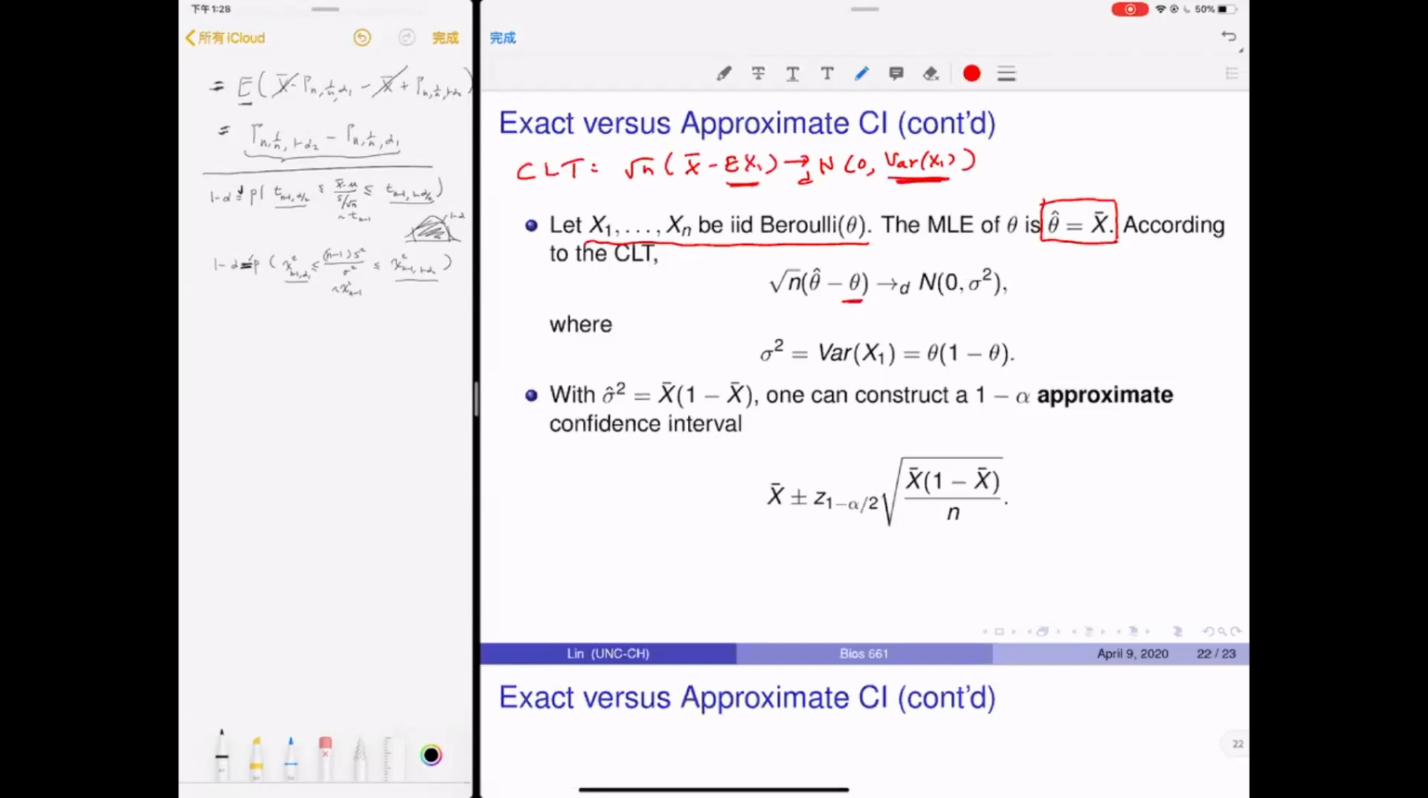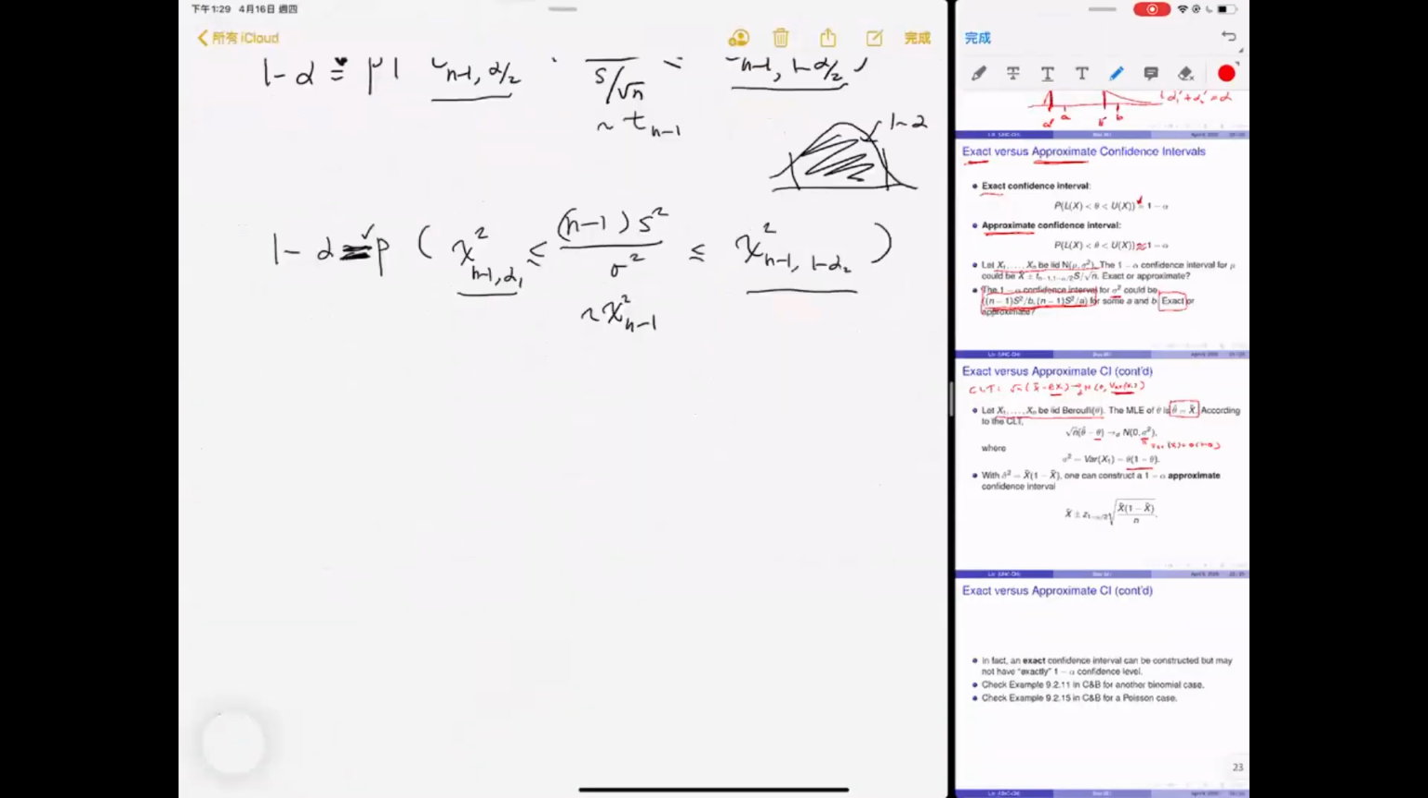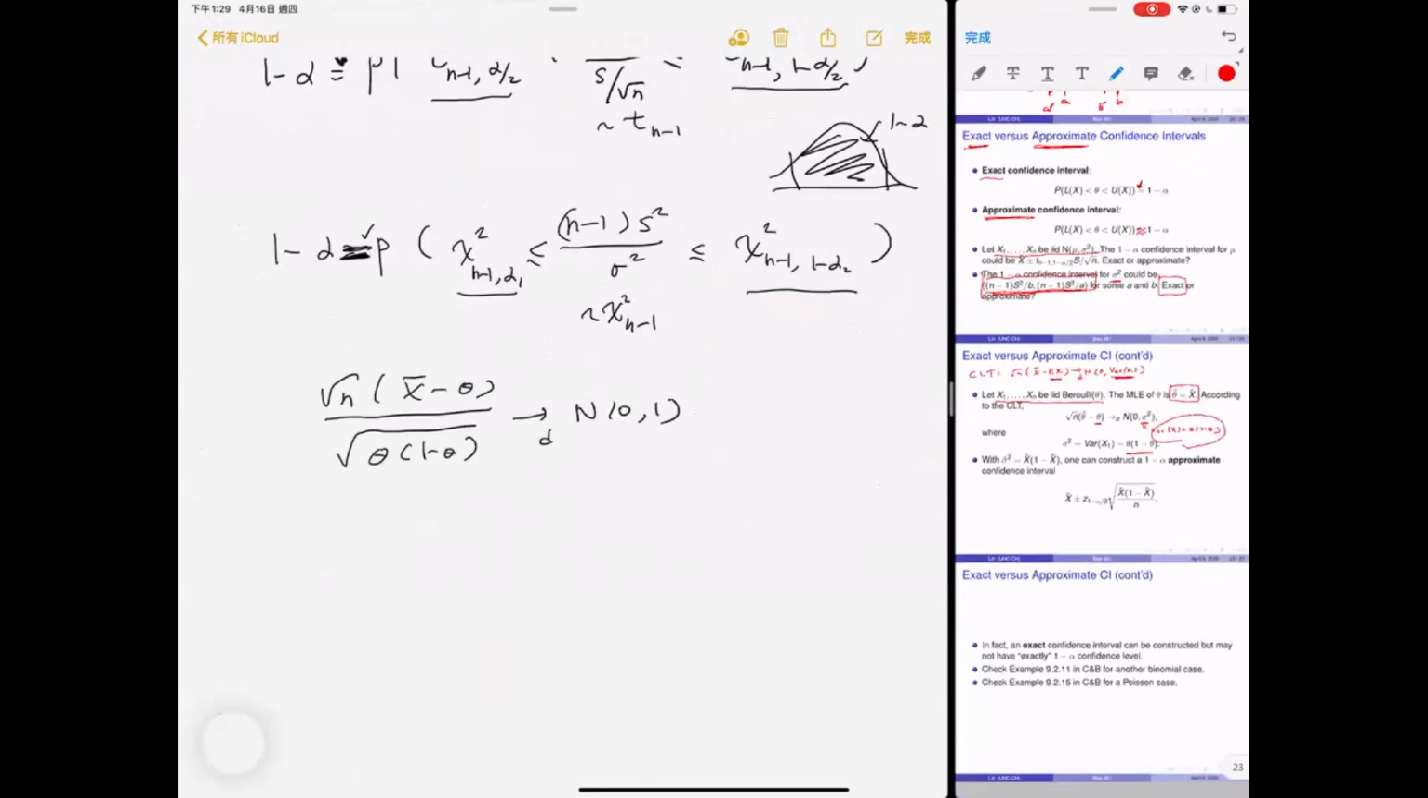Variance of X1 right here is sigma squared as well, equals to what? Variance of Bernoulli, nothing but theta times 1 minus theta. Okay? So that means, based on central limit theory, I do know root n times (X bar minus theta) divided by square root of variance of X1 goes to, in distribution, normal 0, 1. Nothing but just put my theta into my denominator, becomes square root.